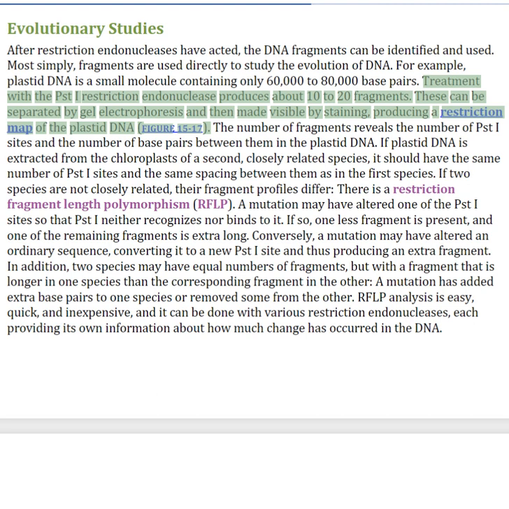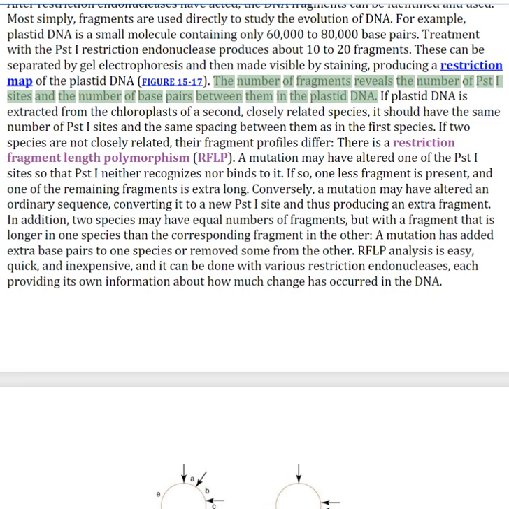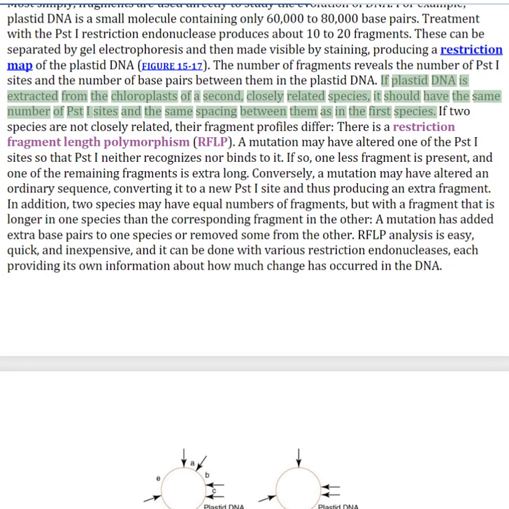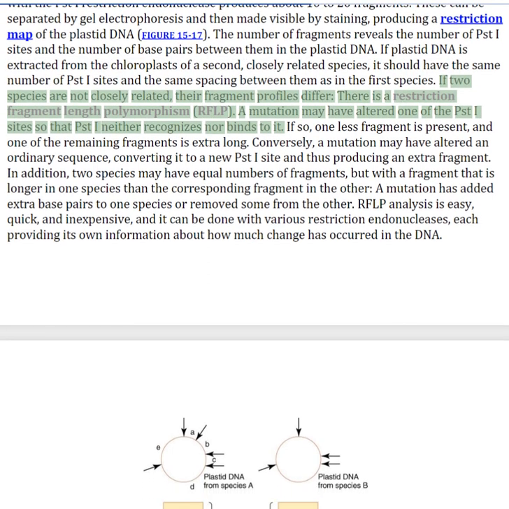These can be separated by gel electrophoresis and then made visible by staining, producing a restriction map of the plastid DNA. The number of fragments reveals the number of PstI sites and the number of base pairs between them in the plastid DNA. If plastid DNA is extracted from the chloroplasts of a second, closely related species, it should have the same number of PstI sites and the same spacing between them as in the first species. If two species are not closely related, their fragment profiles differ.